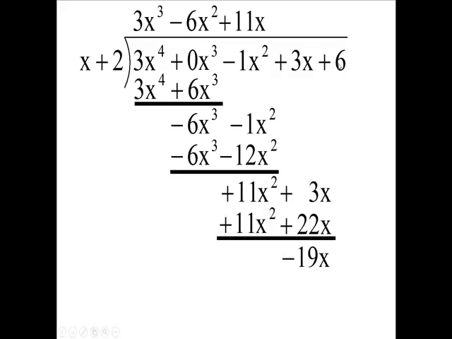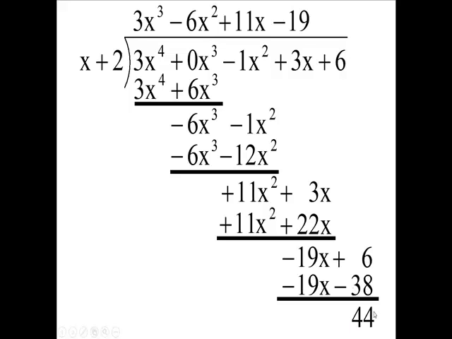Bring down this one. And this is my last division part here. We have negative 19x divided by x. Negative 19 times x is negative 19x. Negative 19 times 2 is a minus 38. Change the signs of these, and this will become a plus 38. 38 plus 6 is 44. So put the 44 over the x plus 2, and you've finished.